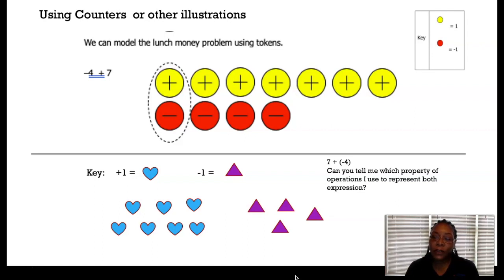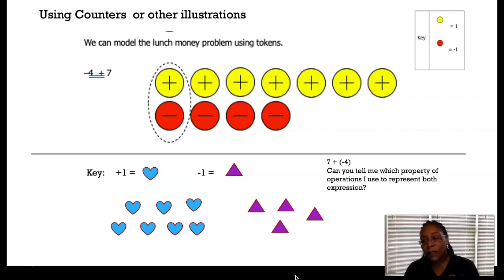It's the same with the illustration below. Just use hearts and triangles. You can use any type of illustration you like as long as you think about what your key is going to be. Again, zero pair: for every heart, I can get rid of a triangle, and what will be left is a positive 3.